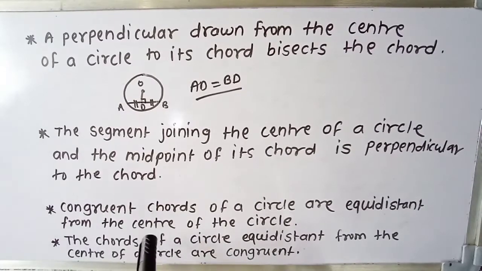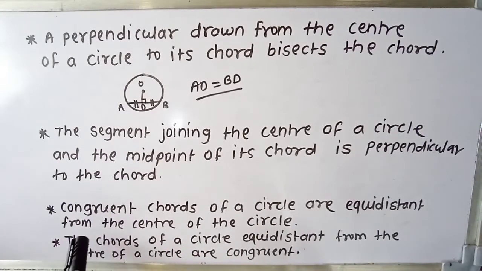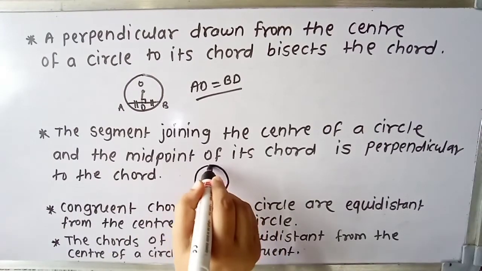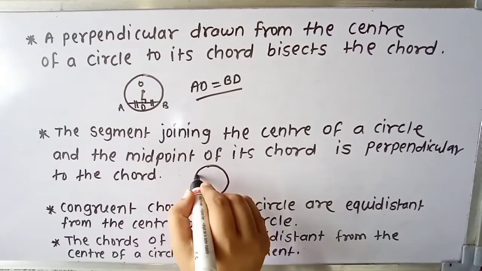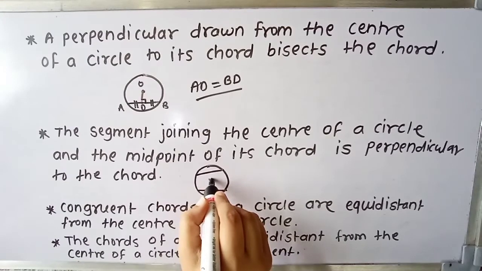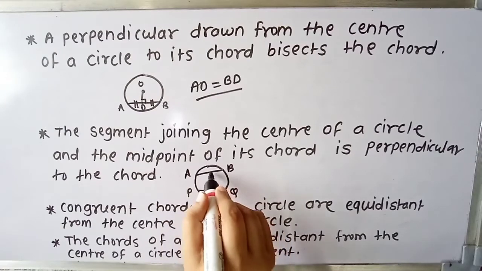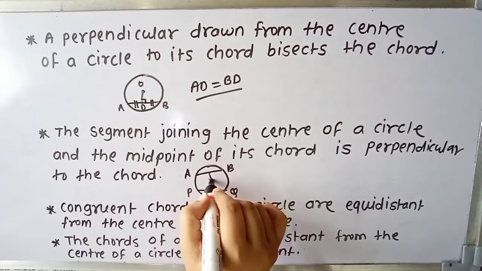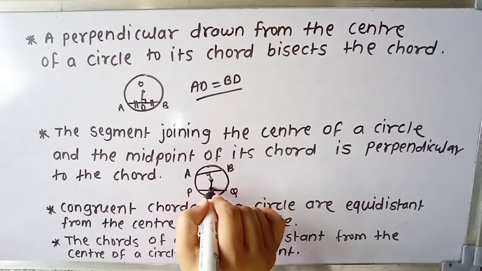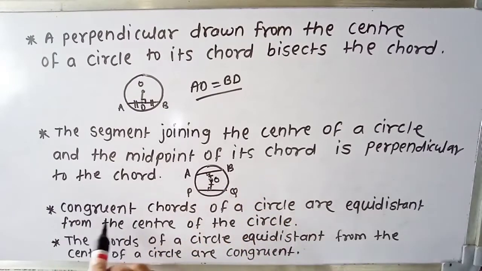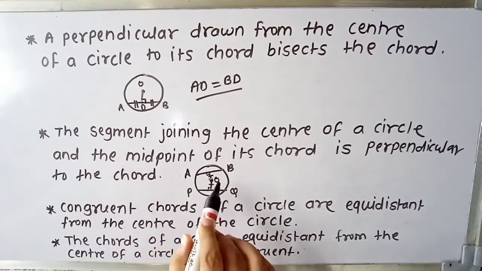Then next one is: congruent chords of a circle are equidistant from the center of the circle. Suppose this is one circle and this is one chord, this is another chord, and this one is the center. This is AB and this is PQ. If you draw perpendiculars on these chords, you will get the same distance from the center, so you can say congruent chords of a circle are equidistant from the center of the circle.